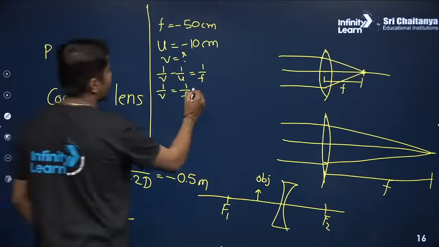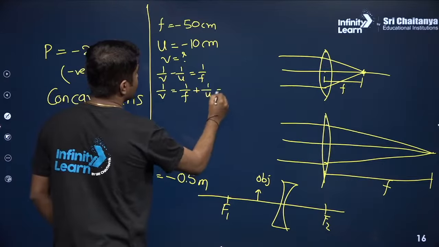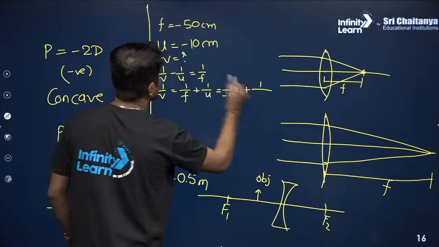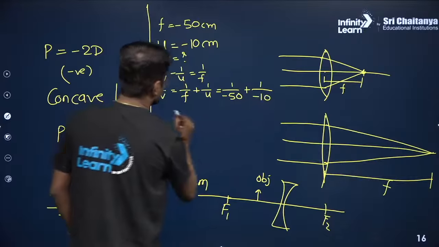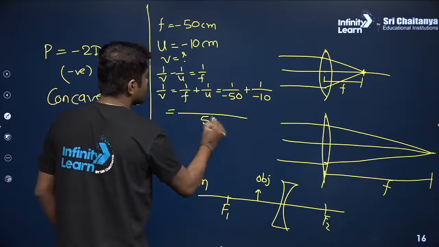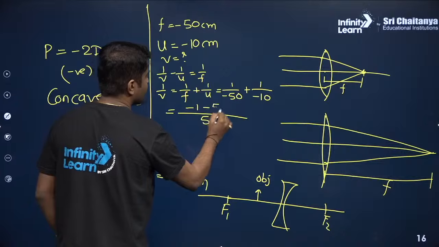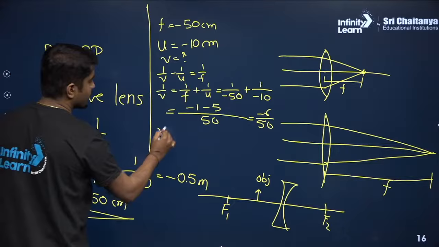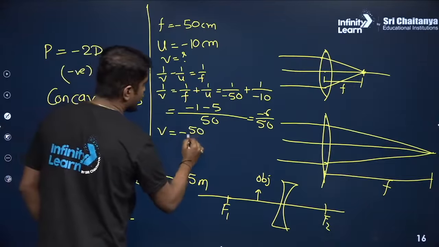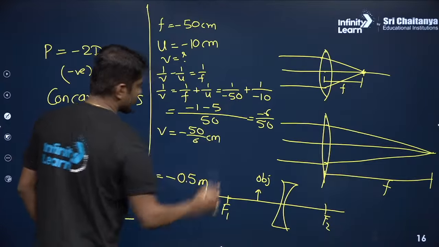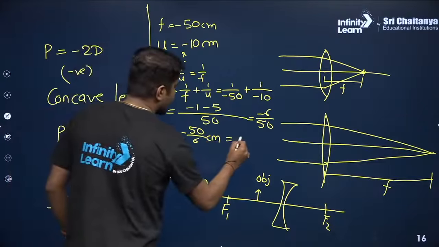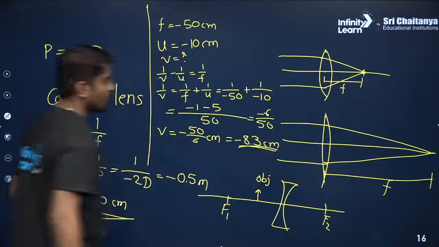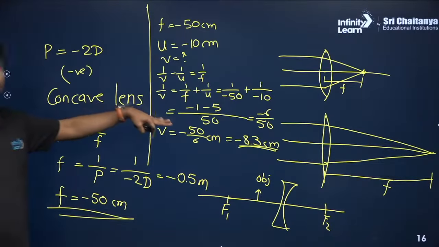So let's solve this. 1 by V is 1 by F plus 1 by U. So what is 1 by F? 1 by -50 plus what is 1 by U? U is -10. So LCM is 50. So there is -1 minus 5, which is -6 by 50. So there is 1 by V. So what is V? V is -50 by 6. This would be in centimeters. So this will come out to be -8.3 centimeters. Okay, so this is the point where image is going to form.